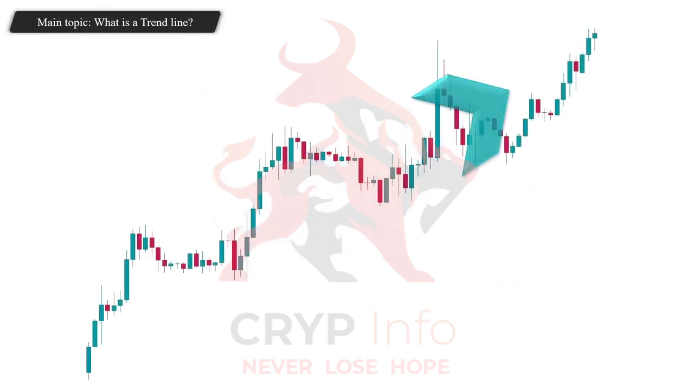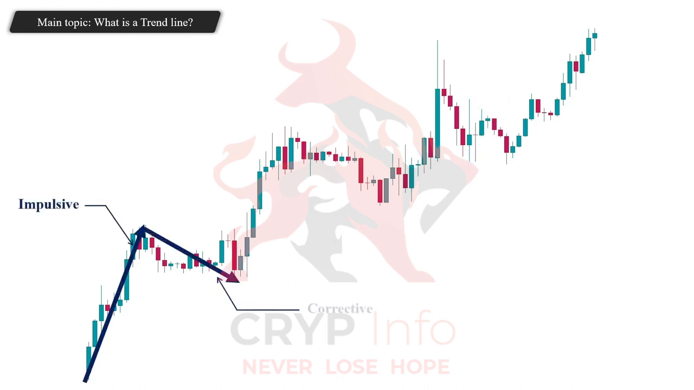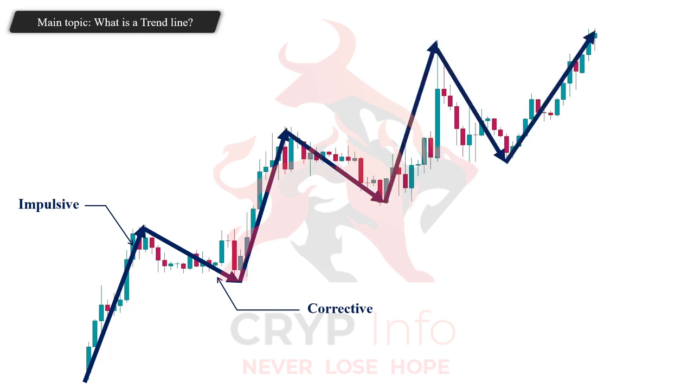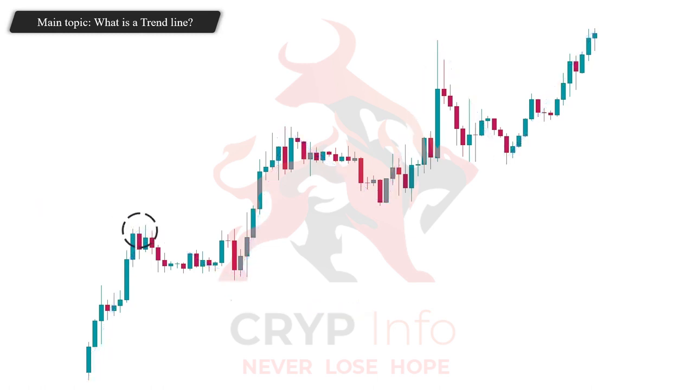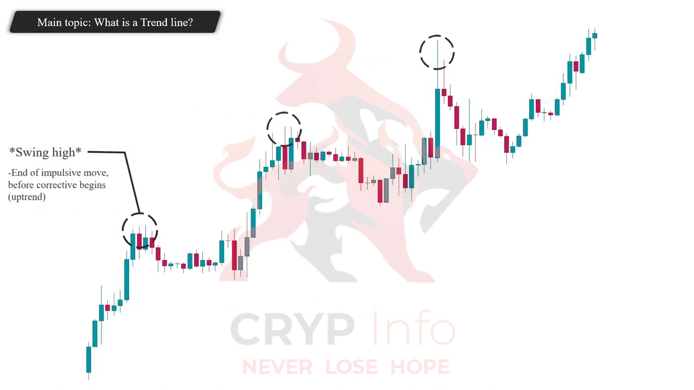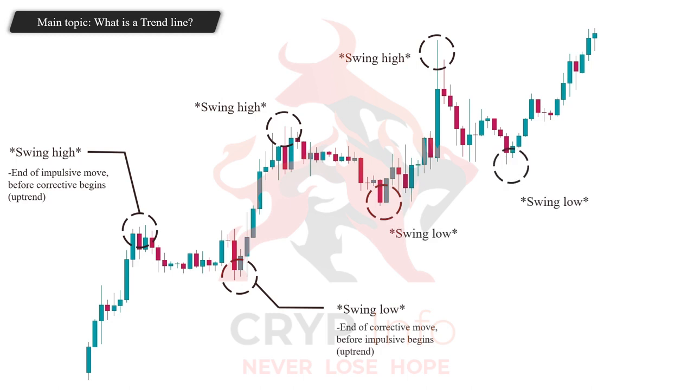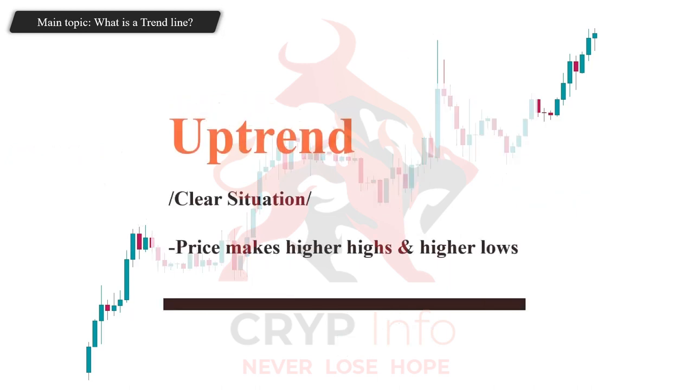So here we have a clear uptrend. We have an impulsive move and a corrective move, impulsive, corrective, and so on. At the top of each impulsive move, before the corrective begins, this is what we call a swing high. At the bottom of each corrective move, before an impulsive begins, this is what we call a swing low. So what this means is, in a clear uptrend, the price will make higher highs and higher lows.